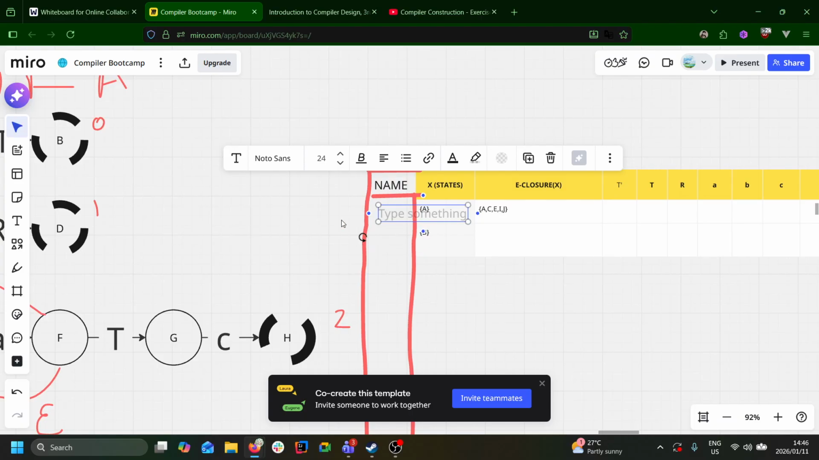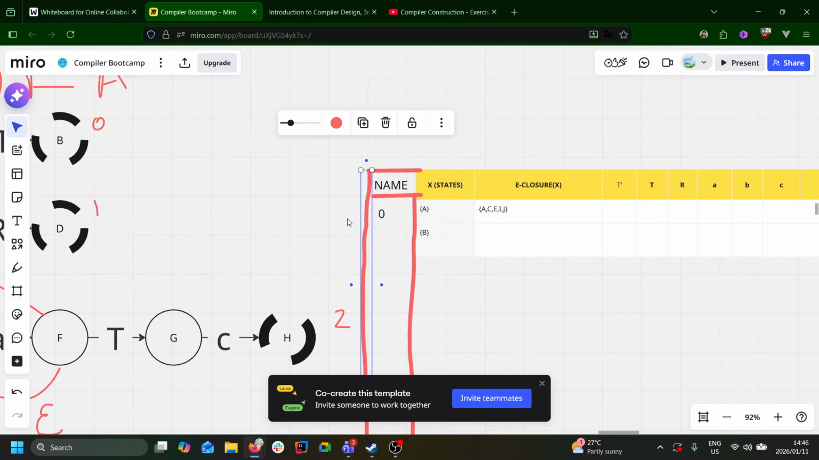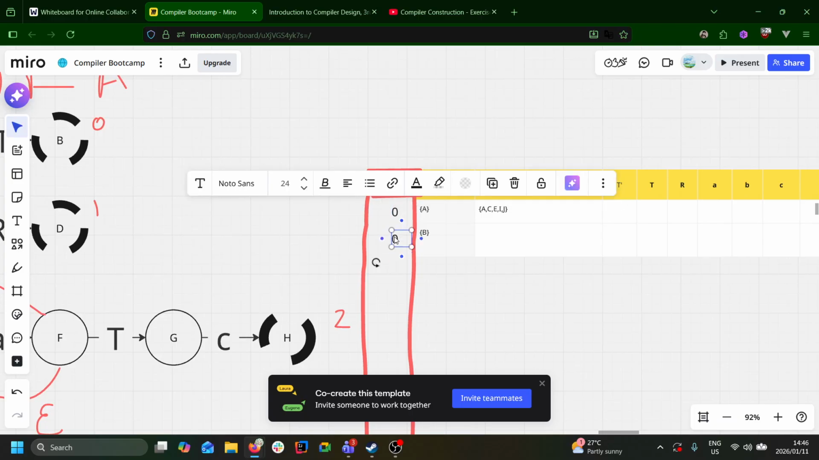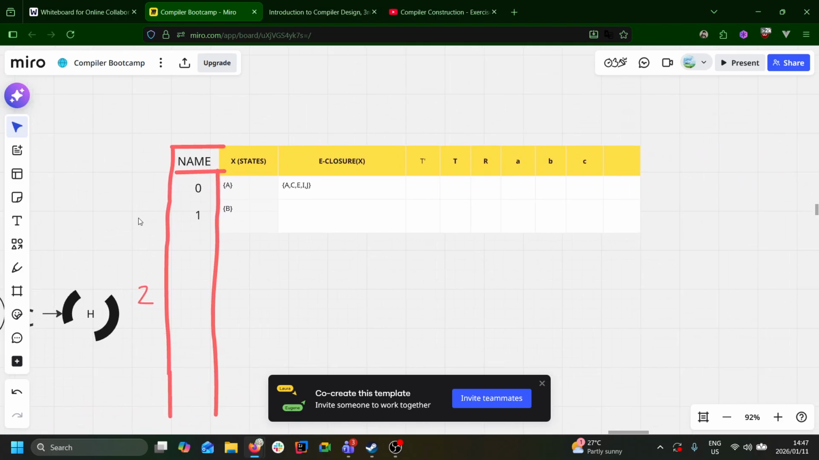You can name them anything, but what would be the best naming convention? Let's just use numbers for now. So we're going to have 0 over here, and you can use anything to name these states. We're going to name this row 0. This is going to be row 1 over here.